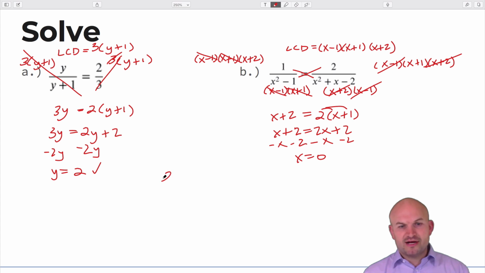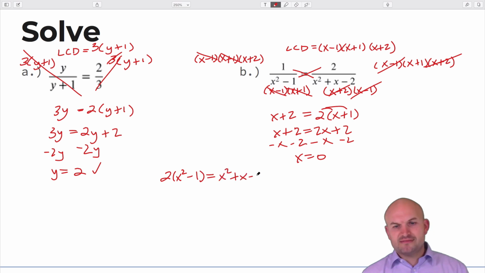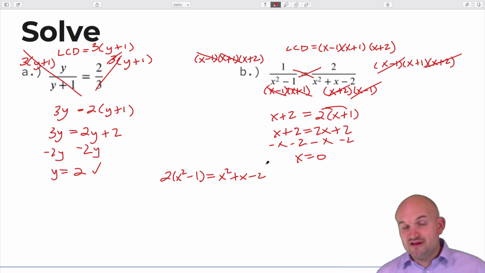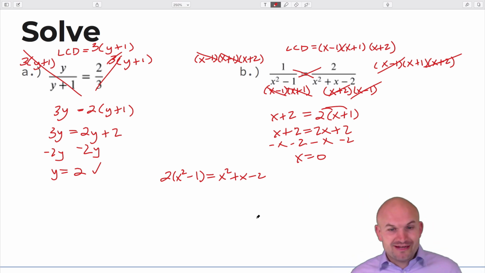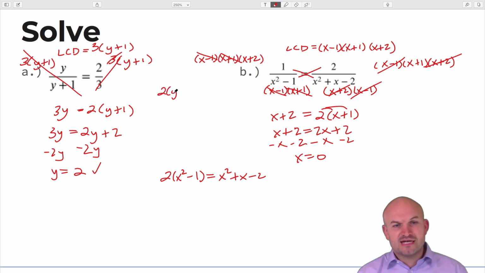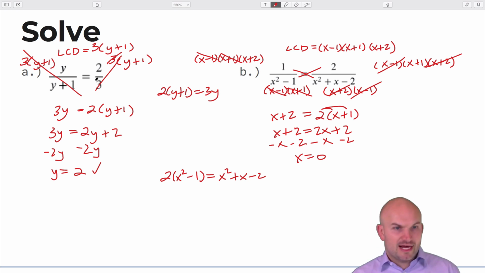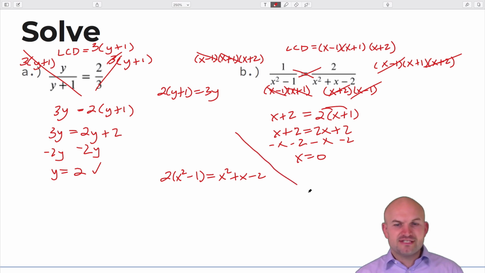So if I go ahead and apply the cross product, then I'm going to have 2 times x squared minus 1 is equal to x squared plus x minus 2. Now, again, you could also have a good debate as to whether that is actually easier than just multiplying by the LCD. Sometimes the cross product is, like over here, if you were to apply the cross product, you would get 2 times y plus 1 equals 3y, which is exactly the same process that we just had. Now, obviously, I showed a lot of work because I'm teaching, but you could do this exact same stuff multiplying by the LCDs and not show as much work. But it's important for us to see the difference here, at least in this problem, as far as what happens when we use the cross product.